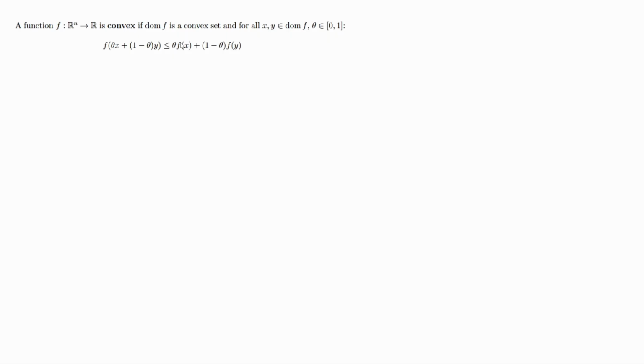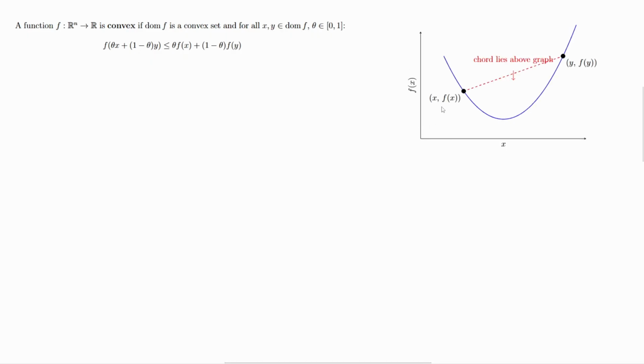On the other hand, the right side is the weighted average of the outputs. So it's a linear combination of f of x and f of y. Geometrically, that's the point on the chord connecting (x, f(x)) and (y, f(y)). In other words, on the graph here, this is where x is, and this is where y is. And we take some combination of x and y, so that's any point between these 2 points.